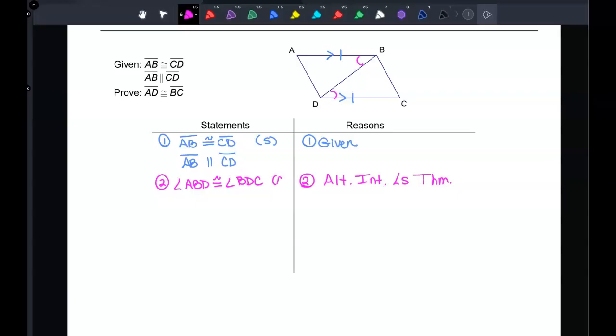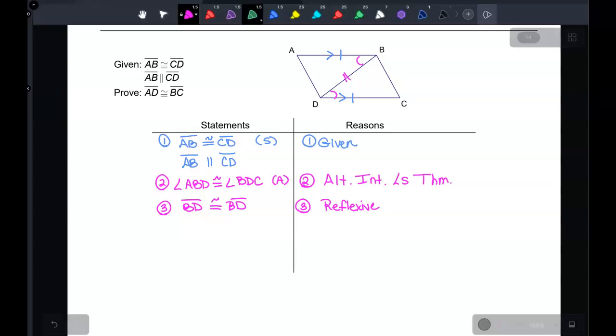What is the next step? Actually, steps 2 and 3 can be switched around. Did you notice they share a side like the previous page? So BD congruent to BD. That's our reflexive property. You can abbreviate reflexive REF. And that gave us a pair of sides.